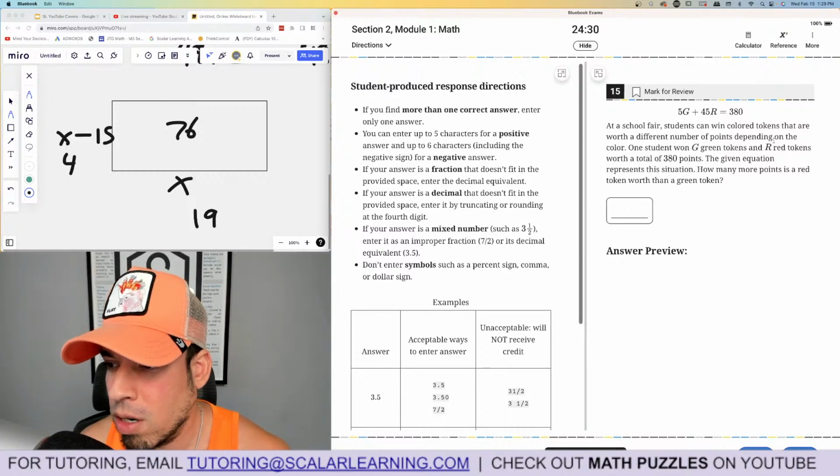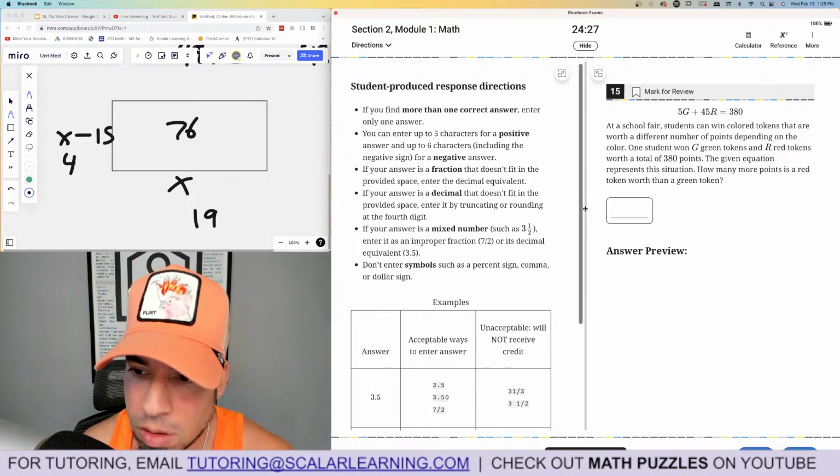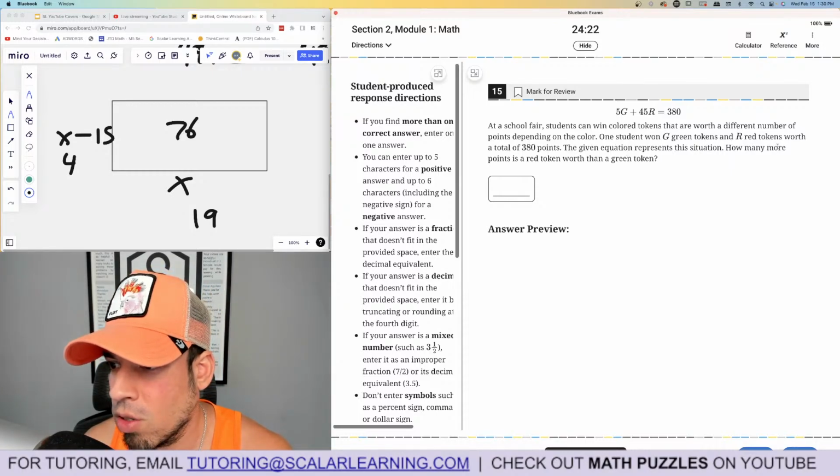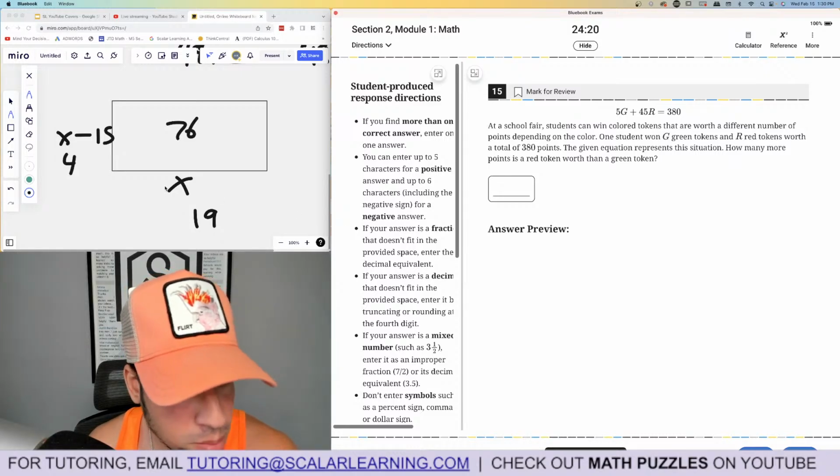At a school fair, students can win color tokens that are worth different numbers of points. One student won G green tokens and R red tokens, for a total of 380 points.